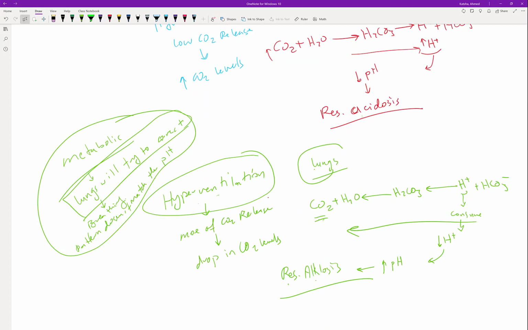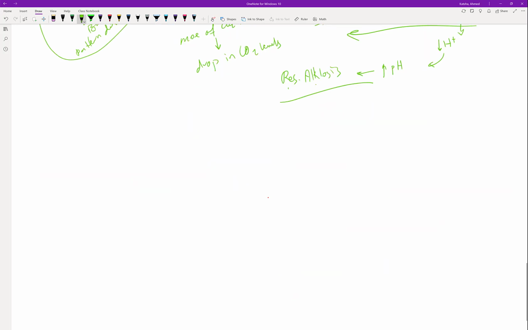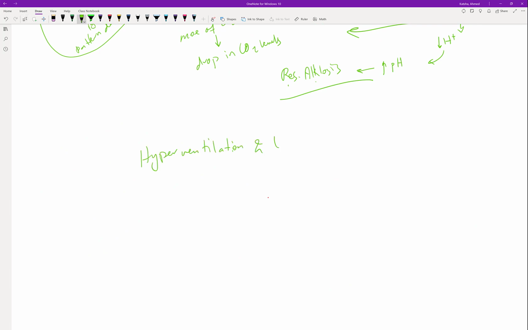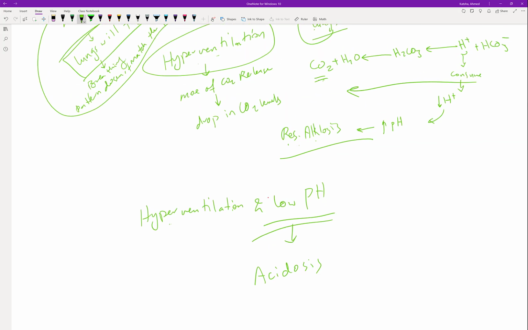What do I mean? It means if I have hyperventilation, but the pH is low. Hyperventilation and low pH. I will trust the low pH. So this is acidosis. But I know hyperventilation should give me alkalosis, and now the pH is acidosis. Therefore, the breathing pattern doesn't match the pH. Therefore, in this case, it will be metabolic.